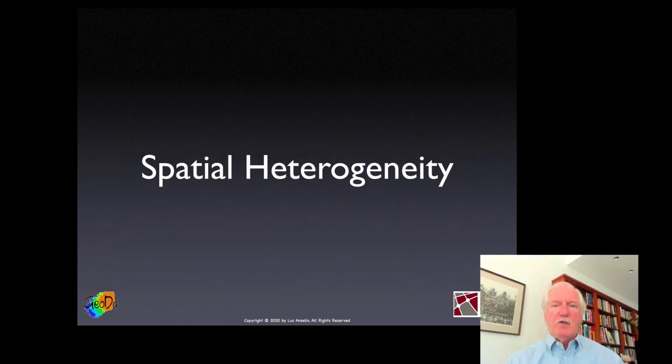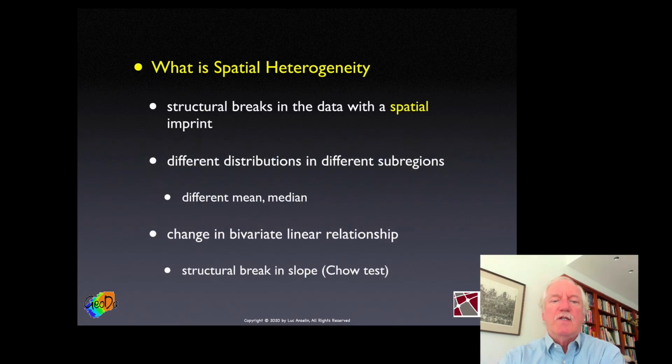So as I've mentioned a couple of times now, we're interested in spatial effects. Spatial effects are twofold. Spatial dependence is one thing, spatial heterogeneity is another thing. And what is spatial heterogeneity?